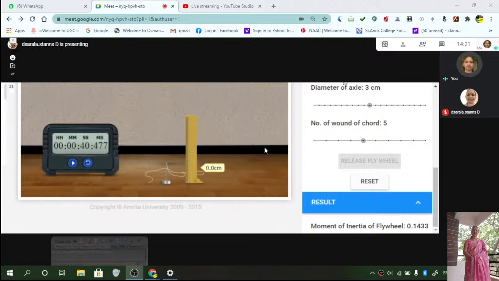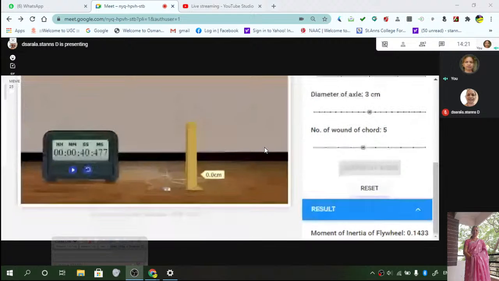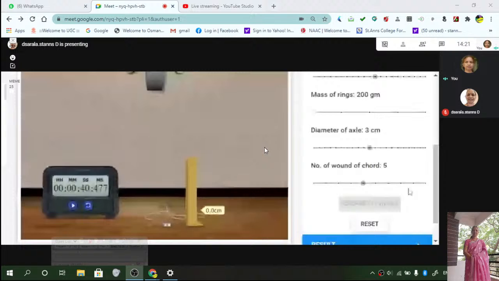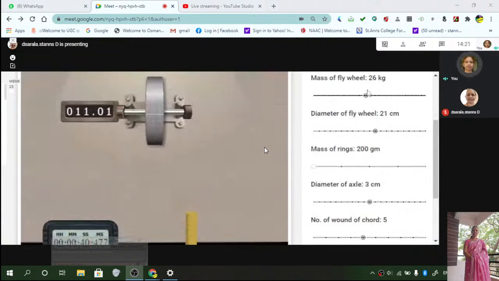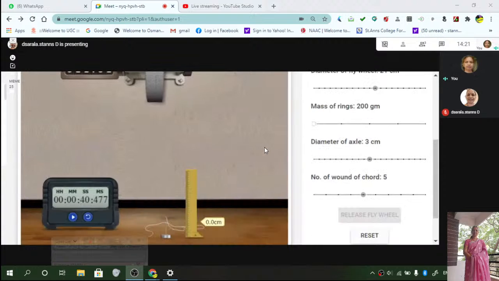So now what will you do? What have you taken? Mass is 200. Whatever values of flywheel, mass, diameter and so on, make a note of all this. Go to the data sheet and enter the values here. Let us see, where will you enter these values?